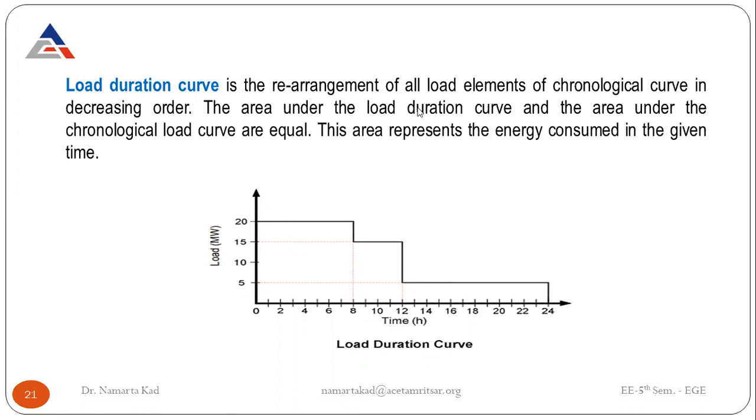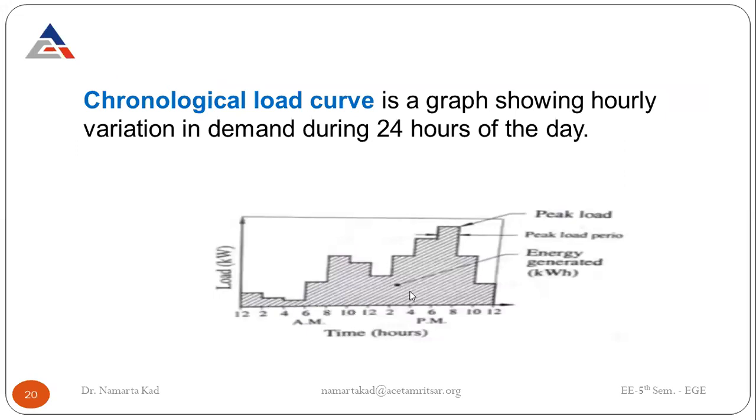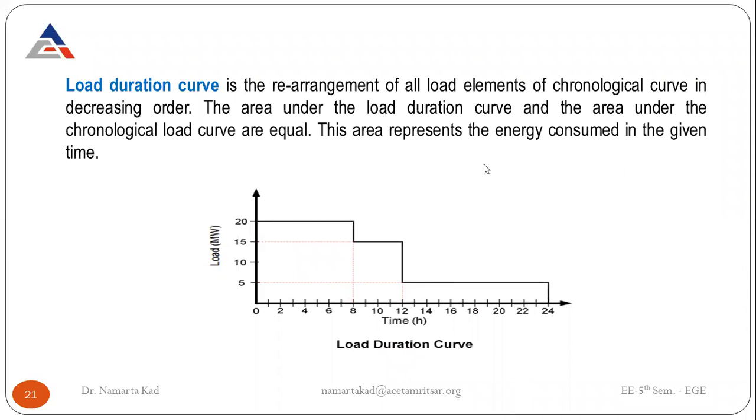So the area under the load duration curve and the area under the chronological load curve are equal. तो ये equal ही होते हैं. ठीक है, the area under the load duration curve and the area under the chronological load curve, they are equal. And what do they represent? They represent the energy consumed in the given time. What is the energy consumed in 24 hours? That is what the area under the chronological load curve and the load duration curve represents.